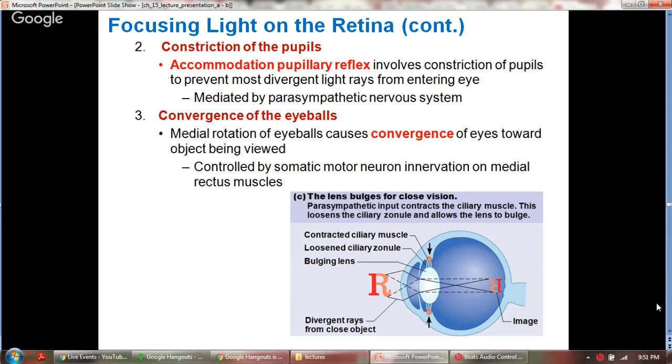The third process is the convergence of the eyeballs, in which the medial rotation of the eyeballs causes convergence of the eyes towards the object being viewed. So this is controlled by the somatic motor neuron innervation of the medial rectus muscles.